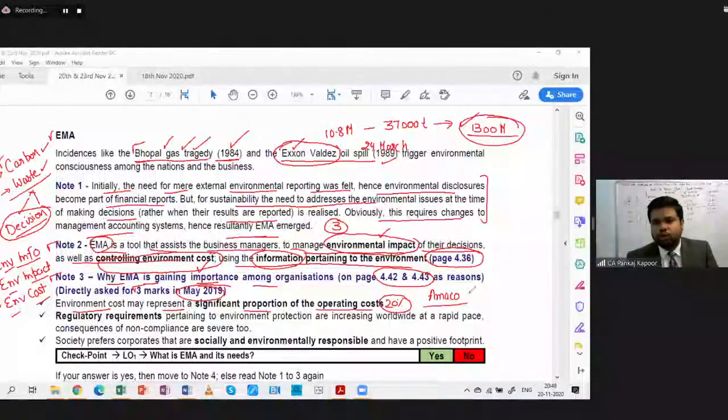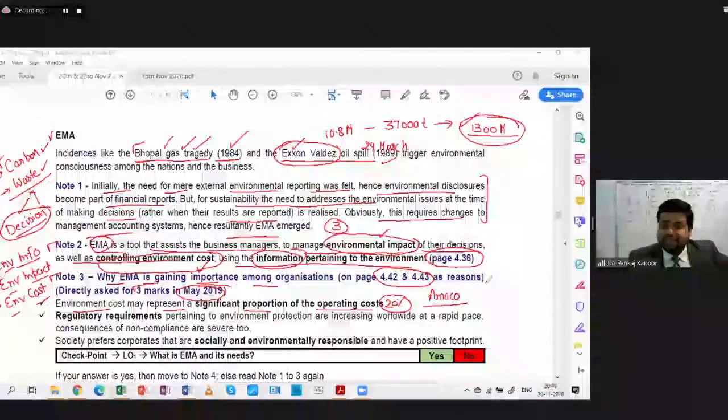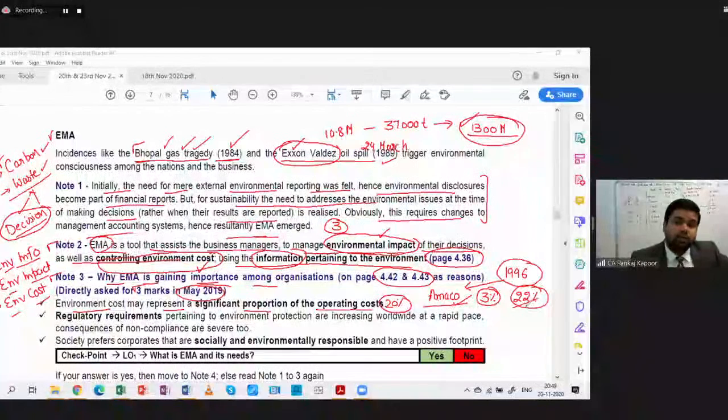There are two gentlemen, Ranganathan and Gits. Although this is not very relevant for you to write in the examination, just listen to it in order to gain confidence. In the year 1996, they wrote a research paper in which they mentioned that the company Ameco, a famous US-based company, was expected to incur only 3% on the environment. But in actuality, they spent 22% of the operating expenditure on the environment. Hence, the environment cost is a major component of the operating cost. This is the first reason due to which we need to consider the EMA.